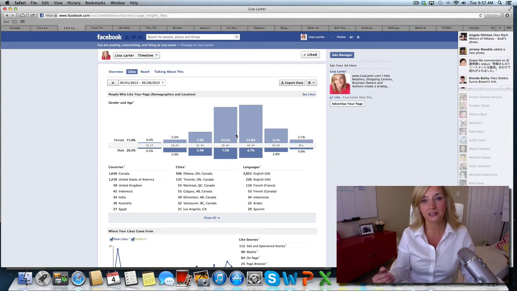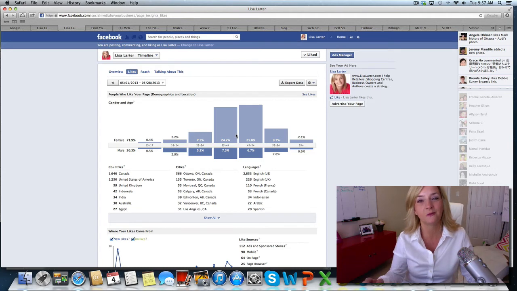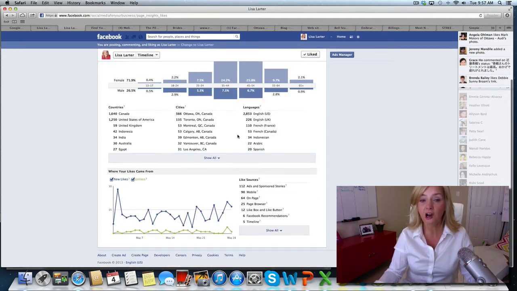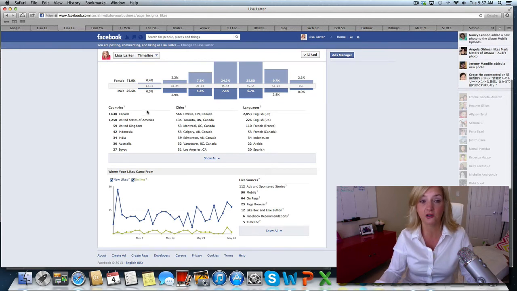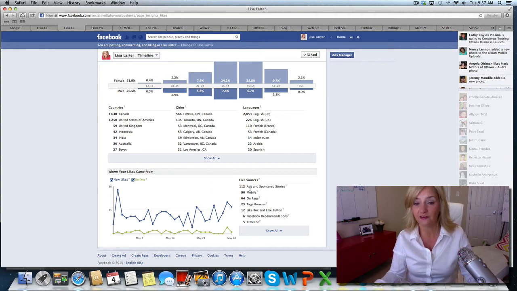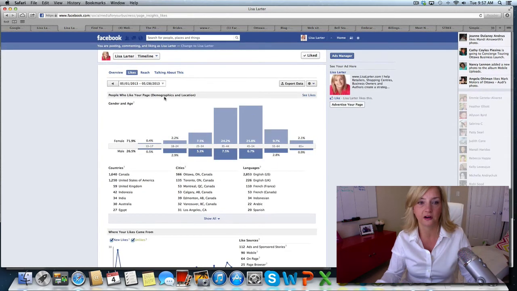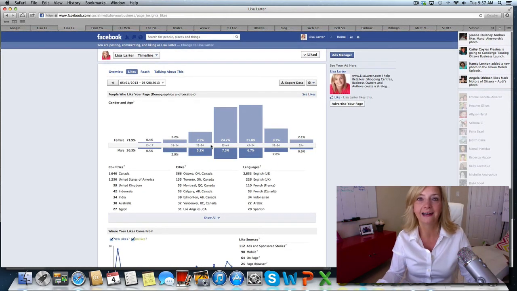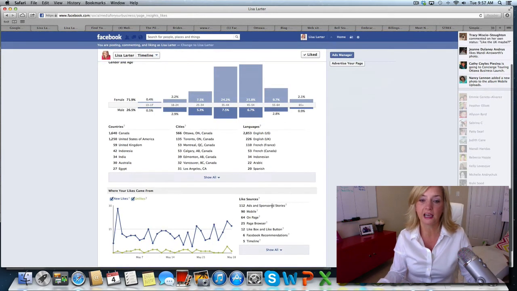So you can use this to see, are you attracting the ideal client that you want to be working with through your marketing efforts? You can also scroll down and you can see the countries, cities, and languages where people are viewing your information. You can see where your likes came from. So 112 during this period, and if you scroll up, you can see the period, the date right here. So you can see that a high percentage came from ads and sponsored stories.